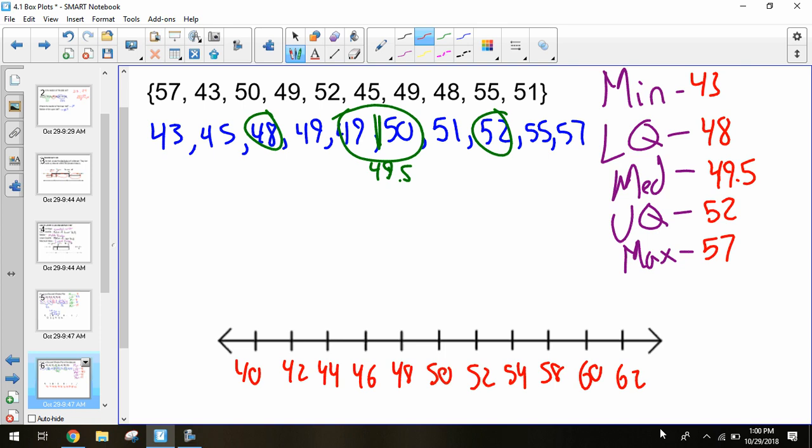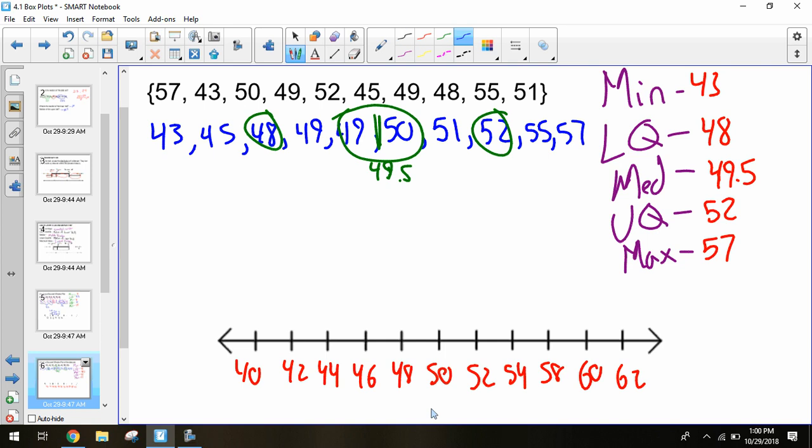All right, for my box plot, I went from 40 to 62, just because those are my points I had. I went up by twos. I know from 40 to 62, it incorporates every piece of data I have. It incorporates my minimum to my maximum, and it goes up by a nice, easy scale that I'm good to see. So from here, I need to put on my main points, my specific points that I got.